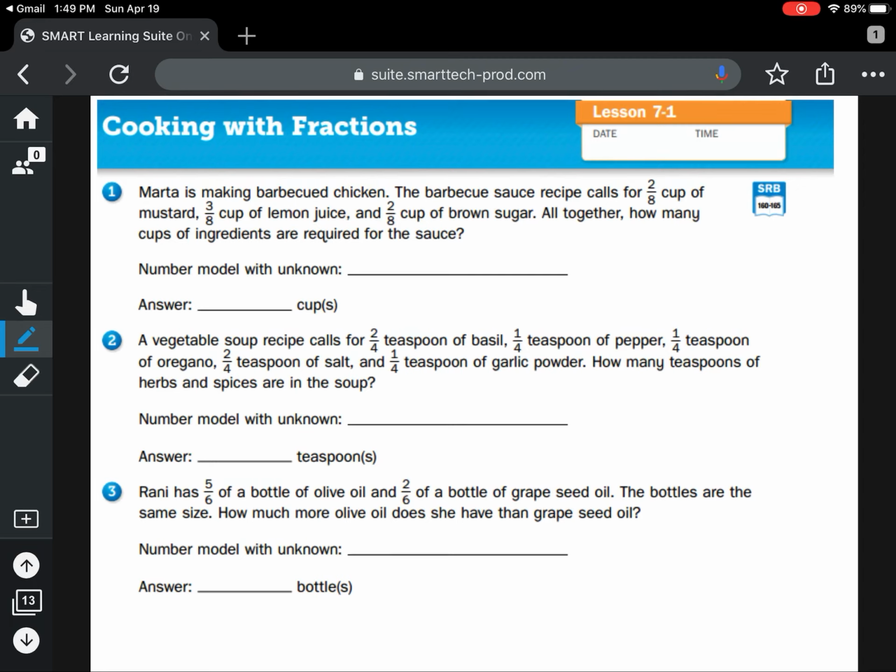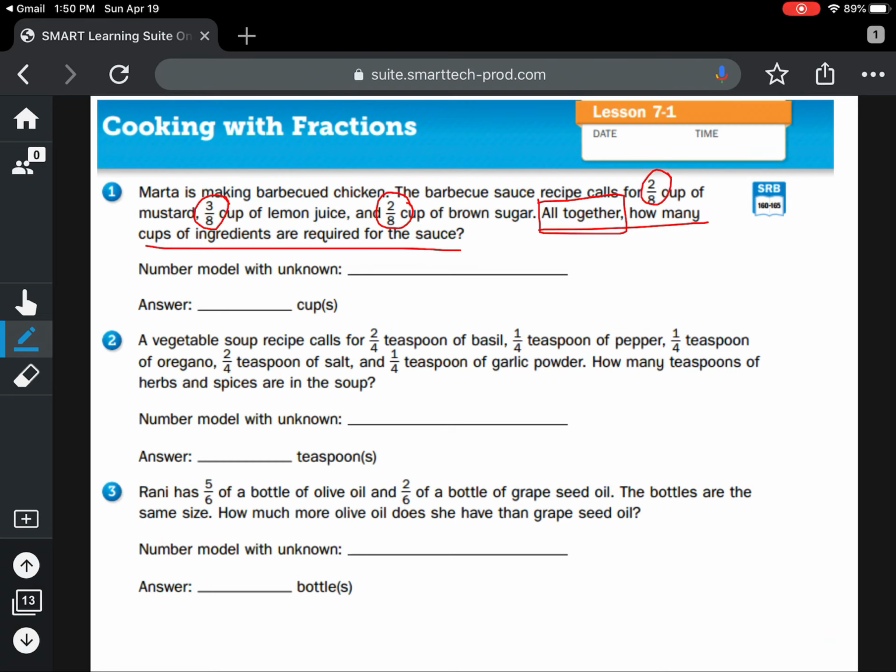First, I want to circle all the numbers in the problem. We've got 2/8 cup of mustard, 3/8 cup of lemon juice, and 2/8 cup of brown sugar. Then we want to underline the question. Altogether, how many cups of ingredients are required for the sauce? Those math words all together tell us we're going to be adding.